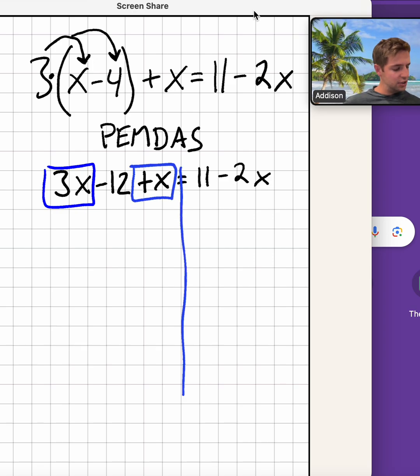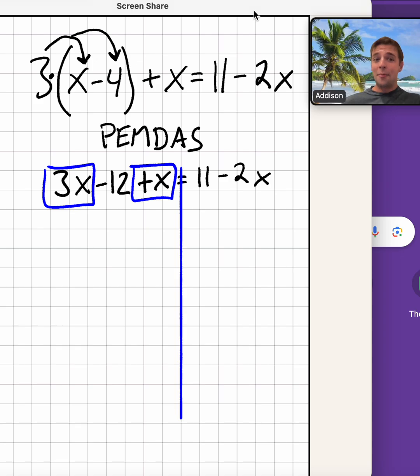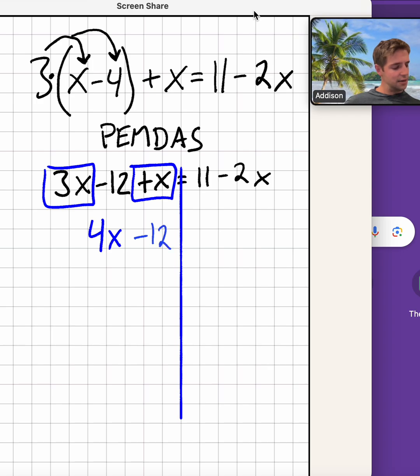Now, a good analogy is that if you have 3 footballs and you get another football, how many footballs will you have? And the answer is 4 footballs. So 3x plus x is 4x, much in the same way as 3 footballs plus another football is 4 footballs. So we end up with 4x minus 12 is equal to 11 minus 2x.